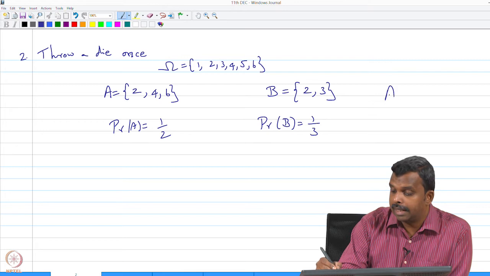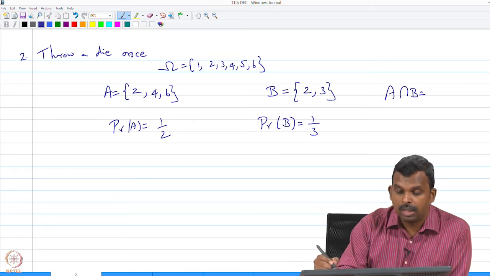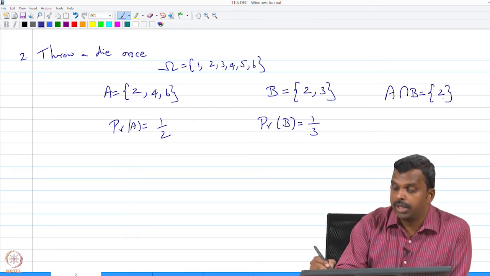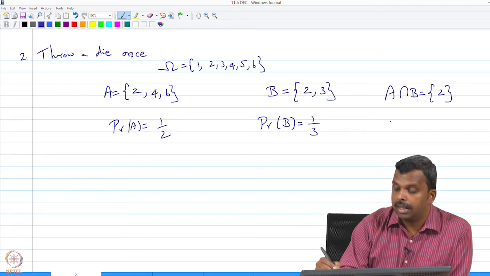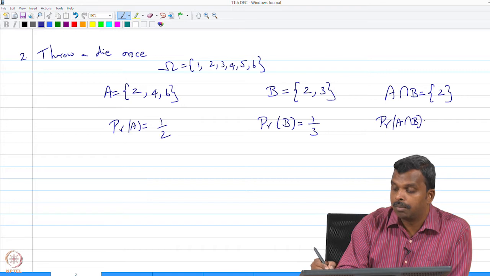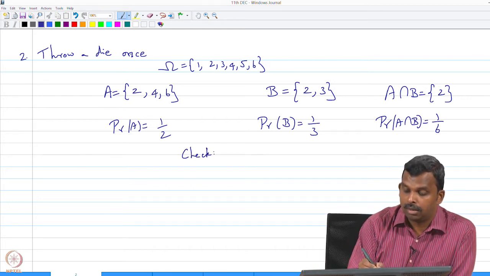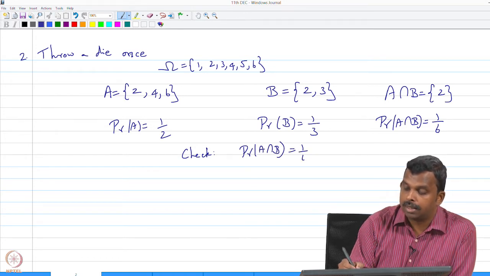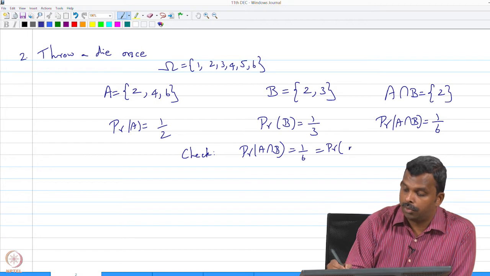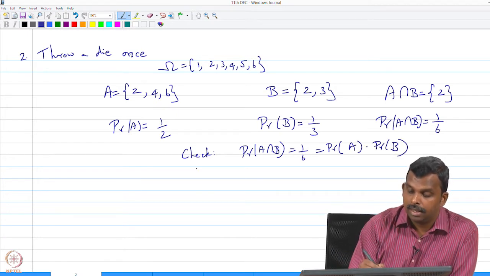So, what about A intersect B? If you look at the intersection, it is actually 2. Okay. And then probability of A intersect B is actually 1 by 6. So, let us do our check. Probability of A intersect B, 1 by 6, equals probability of A times probability of B. Okay. So, in this case A and B are independent.